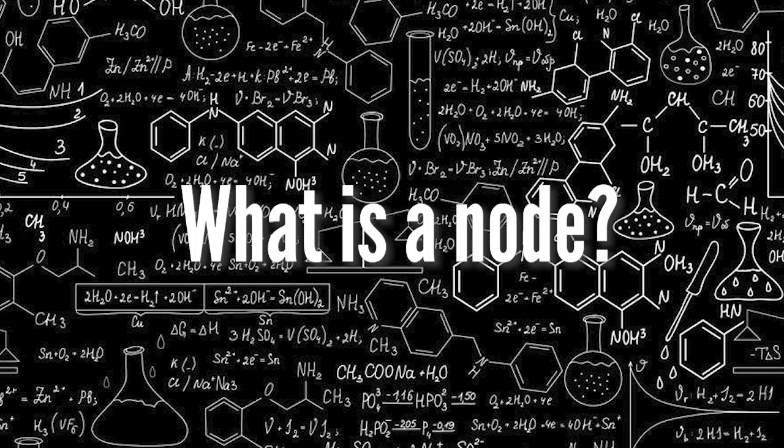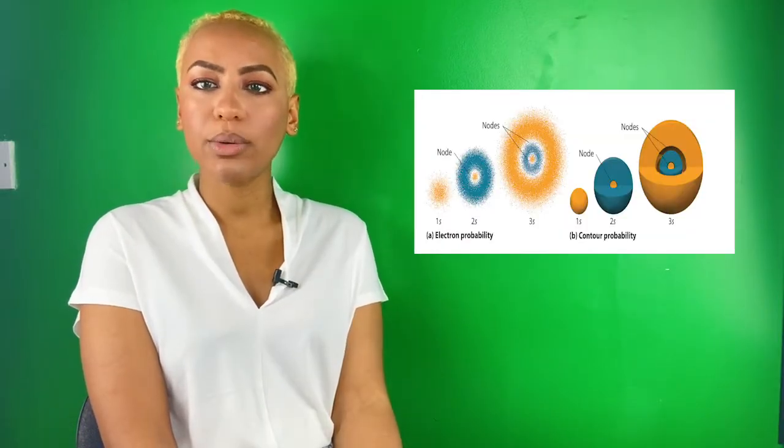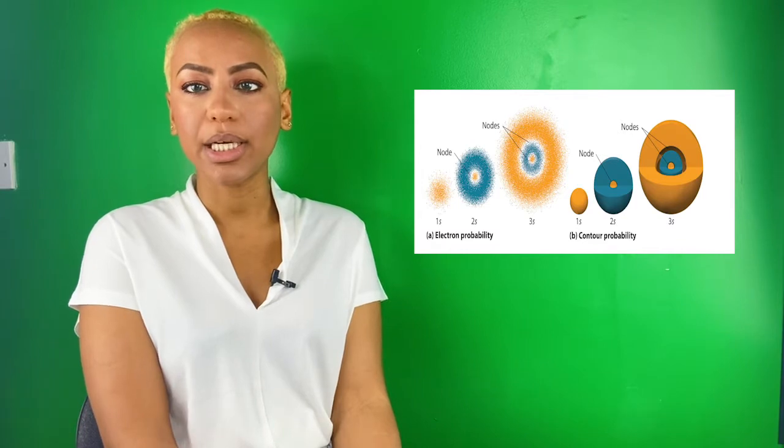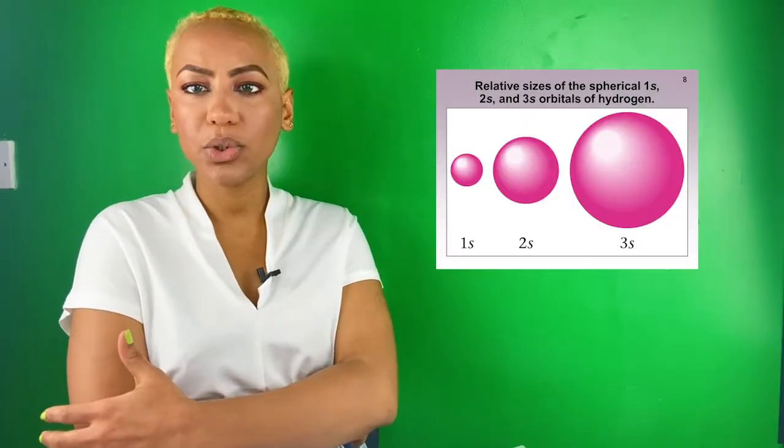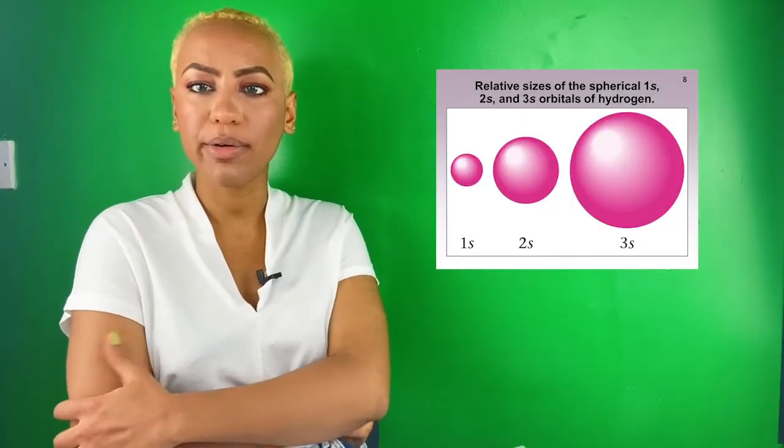Question number 2. What is a node? I thought you knew that. A node is a 0 point where the likelihood of finding an electron is very, very small. Question number 3. What is the shape of an s orbital? An s orbital has the non-directional shape of a sphere.